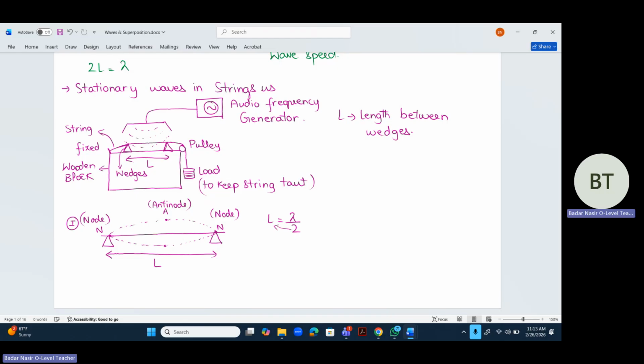Multiplying by 2 on both sides, the wavelength will be equal to 2L. Okay. Now let's say if I have to calculate the frequency, you have studied the formula, f is equal to v over lambda.